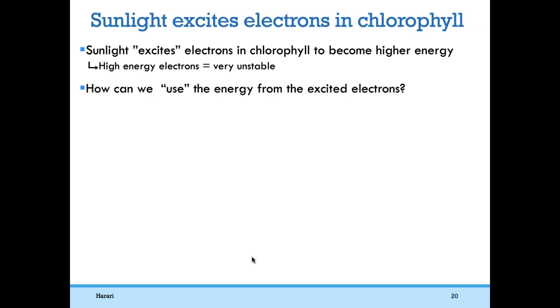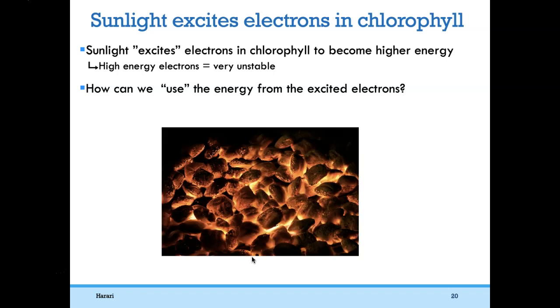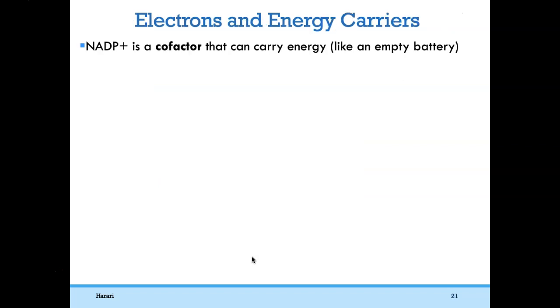So how can we use this energy from the excited electrons? Think about the electrons as hot coals, right? A hot coal on its own is not very useful to heat up food because you can't hold on to it. It's very, very hot, very high energy, but it's very unstable.